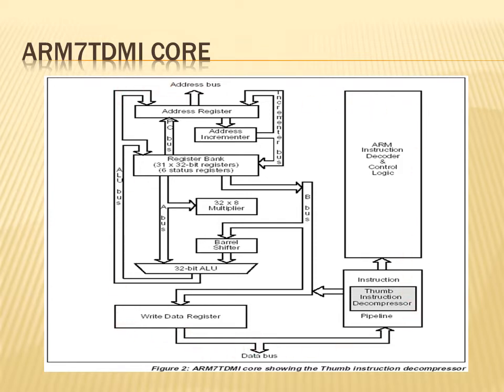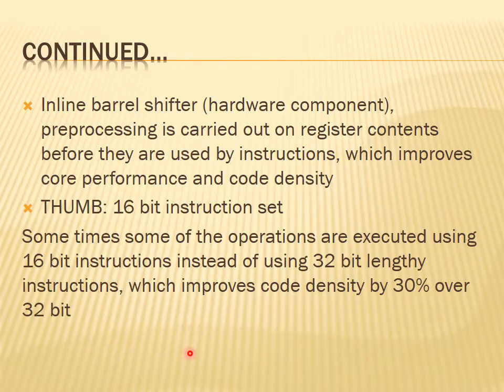Here, whenever the data is to be written onto the memory location, the data passes through the data bus. The same thing has been explained over here in detail. The data flow model contains the ARM7 TDMI core, where pre-processing is carried out by the instructions, which improves the core performance and the code density.